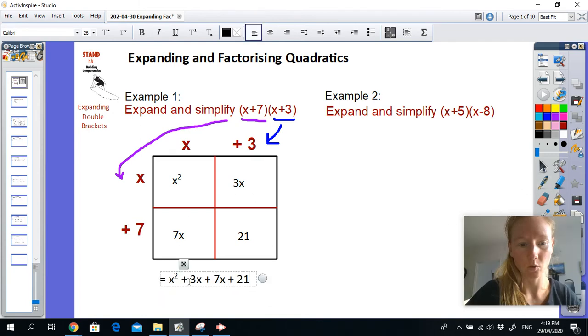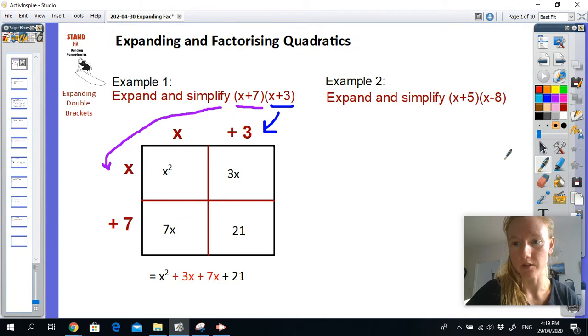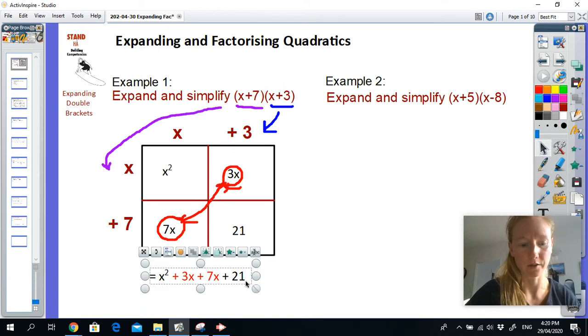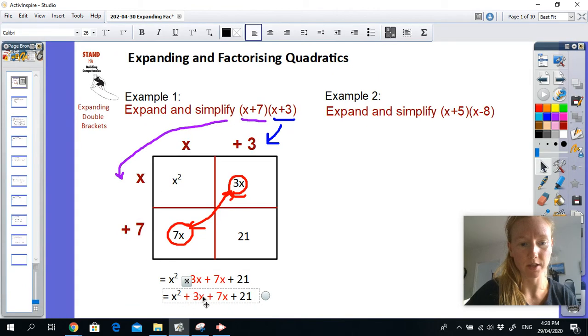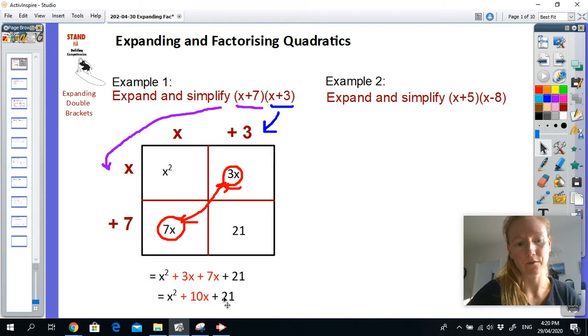Okay. Then once I've done that, these 2 terms here, I'll color them in red. They will always be like terms. So these 2 in the middle, this one and this one, will always be like terms. Okay. So we're always going to have to collect those together in our final answer. So we just need to do that. 3x plus 7x is going to collect together or simplify to give us 10x. Okay. So our final answer is x squared plus 10x plus 21.